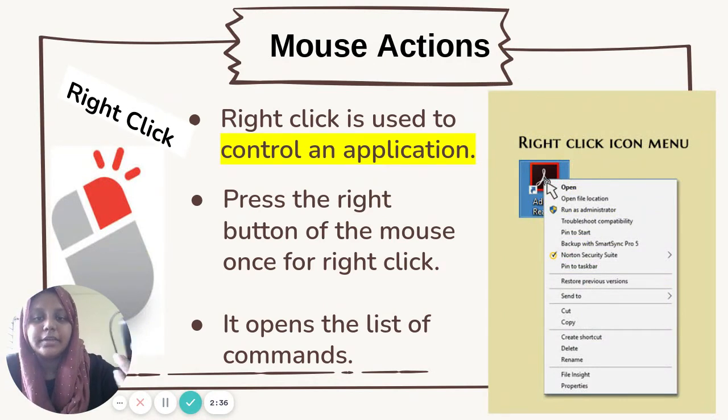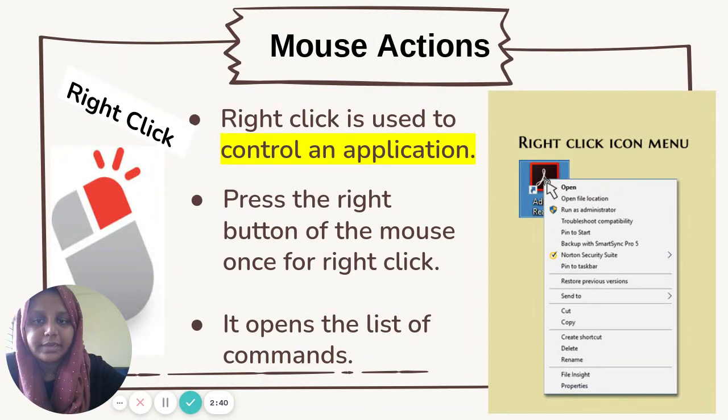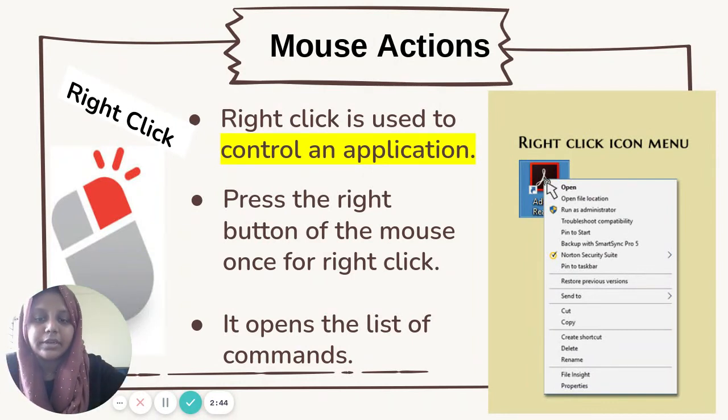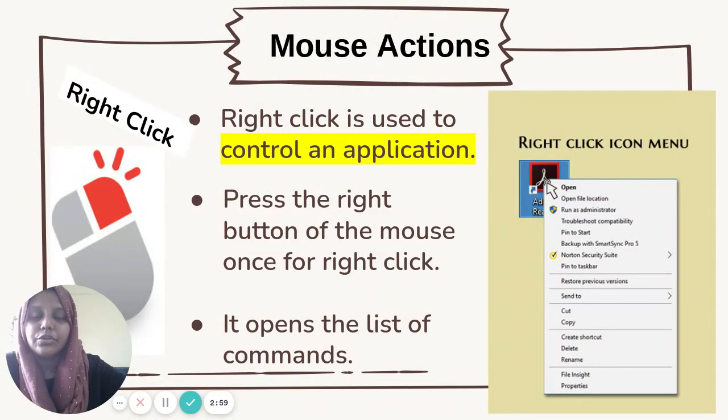Next is your right click. So what is the use of right click? When we click the right button, it is called the right click, and right click is used to get a list of commands. You can see in the picture also the different commands that we have got, or list of options. So when you click on the right button of the mouse, you get a list of commands.